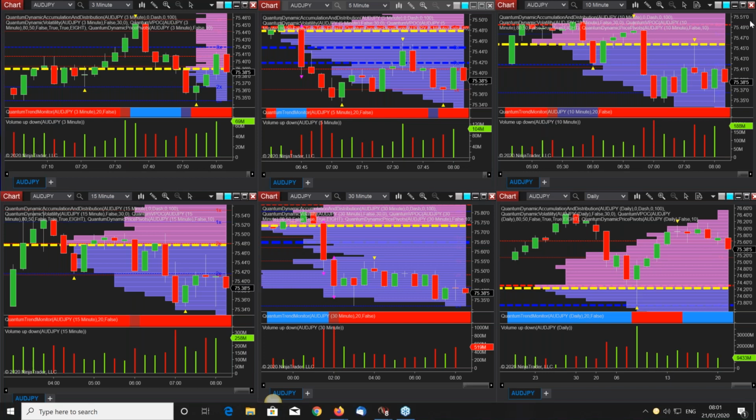And you should be seeing my screen. What you should be seeing is basically 6 charts. This is on the Aussie yen. I've got the 3 minute, 5 minute, 10 minute across the top, and down the bottom I've got 15 minute, 30 minute, and over onto the daily.